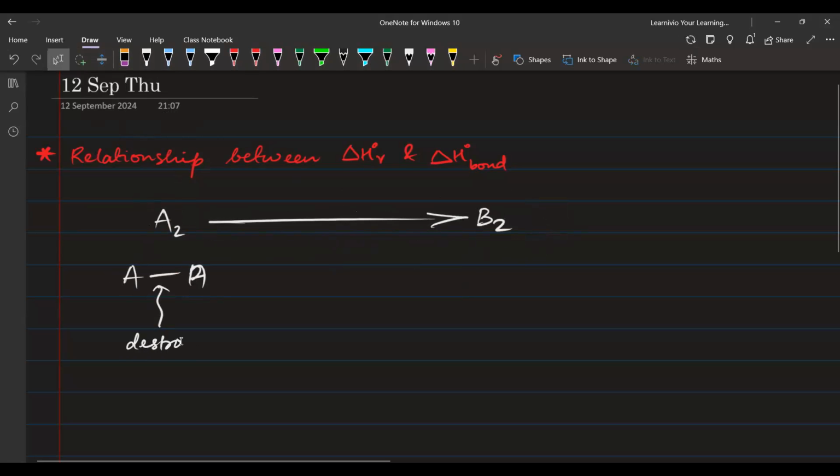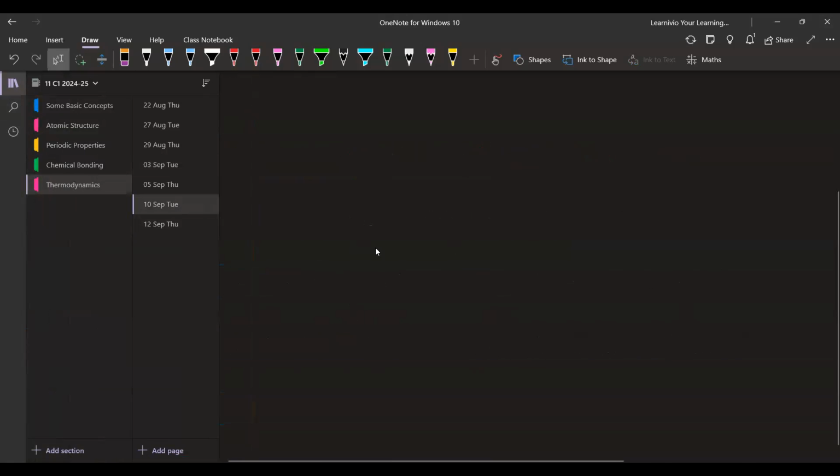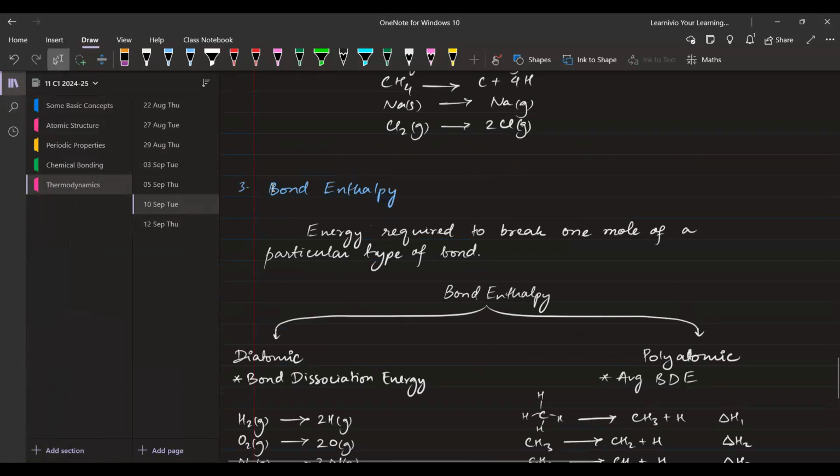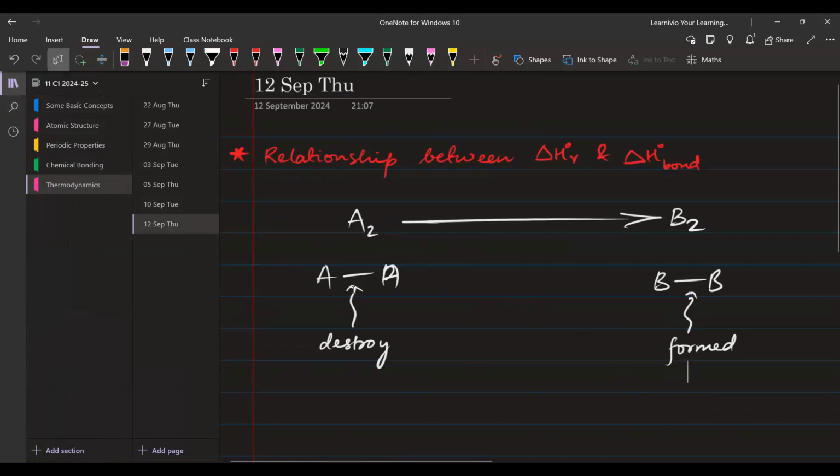Does it make sense? Yes or no? Please tell me. बोलिए जरा. And what is happening with this BB bond? This is getting formed. Make sense? Yes or no? Yes. Right. So when we are destroying the AA bond, that means we are breaking the AA bond, and breaking of bond is denoted by the bond enthalpy, energy required to break 1 mole of a particular type of bond. So in this case, we are breaking 1 mole of AA bond. So this particular process of breaking the bond will be represented by delta H naught AA.